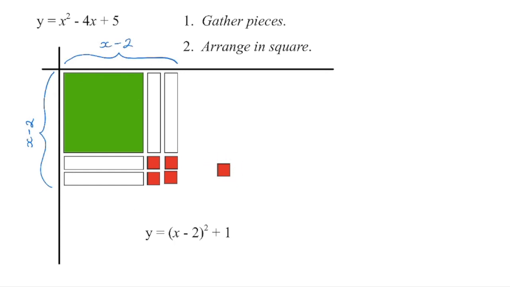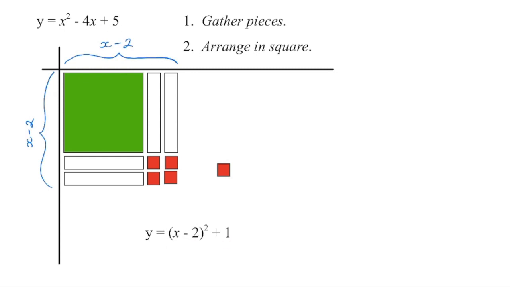So now if we want to check to see if this vertex form correctly represents the standard form, let's try this out. So we're going to square the first term, and we're going to get x squared. We're going to double the product, so negative 2x, multiply those two terms together, times 2 gives us that negative 4x. Square the last term, negative 2 squared is positive 4, plus 1 gives us positive 5.